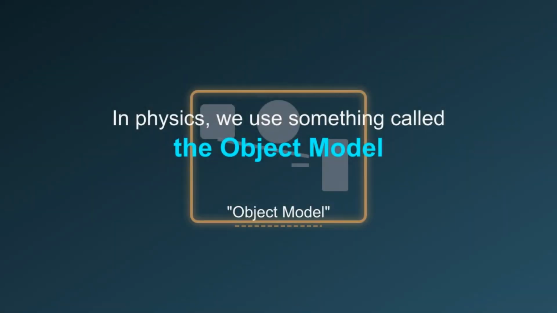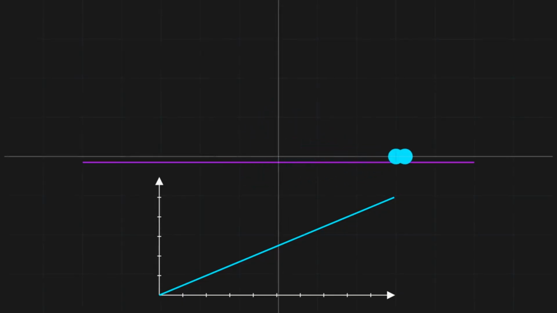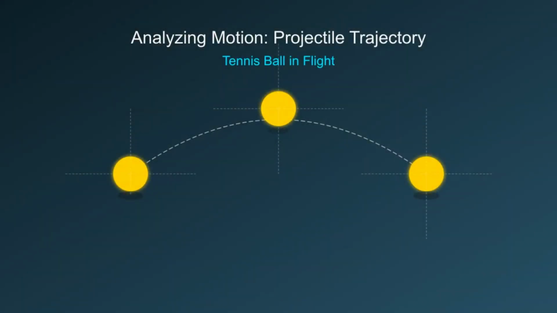In physics, we use something called the object model. This means we treat the entire car as a single point particle. The size, shape, and internal configuration are completely ignored. Why would we do something so seemingly ridiculous? Because it works beautifully for analyzing motion.